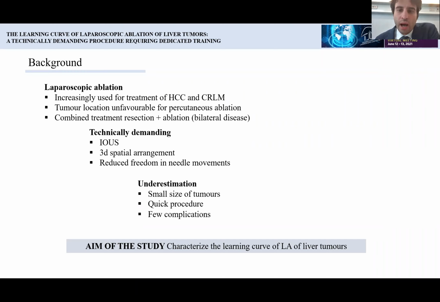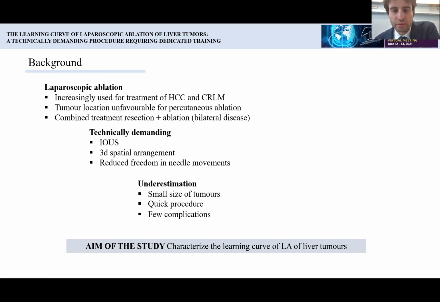Laparoscopic ablation can be performed either as a standalone procedure for lesions not amenable for percutaneous ablation, or in combination with other abdominal procedures such as liver resection or colorectal surgery. However, laparoscopic ablation is a technically demanding procedure due to the difficulties of laparoscopic intraoperative ultrasound, to a different spatial arrangement compared to open ablation, and to the limitations of needle movement. Such difficulties are often underestimated since laparoscopic ablation is a quick procedure employed for small-sized tumors and with few complications compared to liver resection.